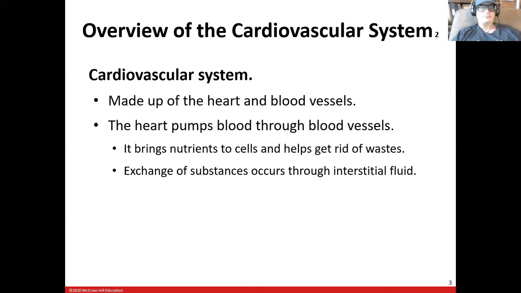Let's hurry on. The cardiovascular system, we got the heart, we got the blood vessels. The heart, obviously made out of cardiac muscle. It's the pump. It generates the pressure to move things around. The blood is carrying oxygen, carrying nutrients to the cells that need it, to the tissues, to the whole body. And as I said, what happens is there's fluid around those cells that we call interstitial fluid, around the tissue cells.